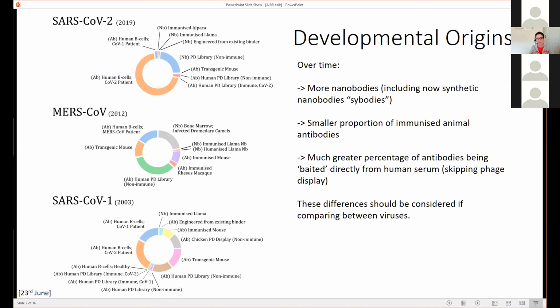Well, actually, we haven't been using the same systems to look at them, so we may not have the same answers here. So we're moving towards a much higher percentage of antibodies being baited directly from human serum. So we're skipping things like the phage display stage or immunized animal antibodies, and we're seeing much more of this baited directly from human repertoires or human serum, which means that this will look very different from the types of antibodies we might have seen binding to MERS or SARS-CoV-1.